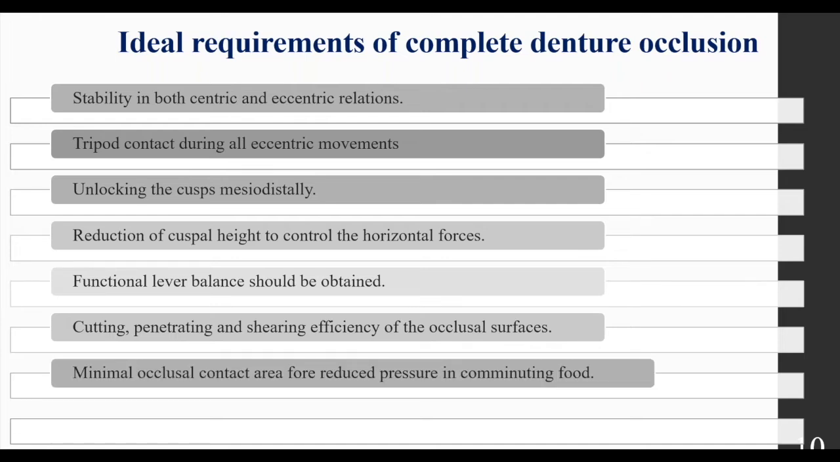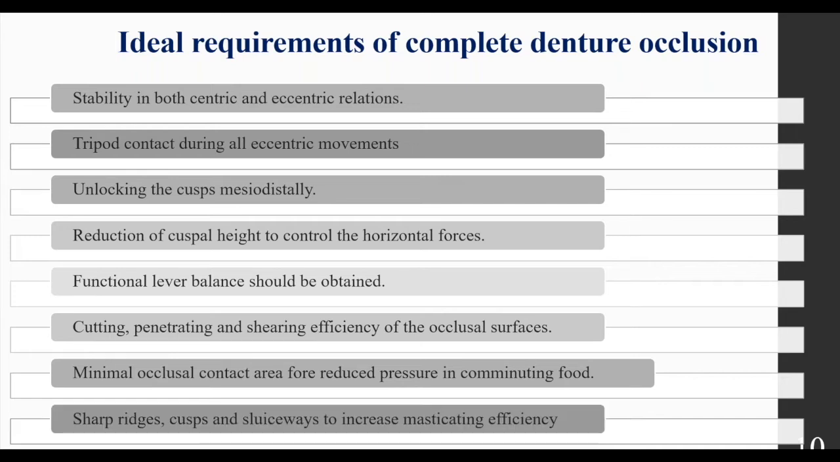There should be minimal occlusal contact, because there should be reduced pressure for comminuting the food. And sharp ridges or cusps and generous spillways to shear and shred the food should be present, which will increase the masticatory efficiency of the complete denture occlusion.